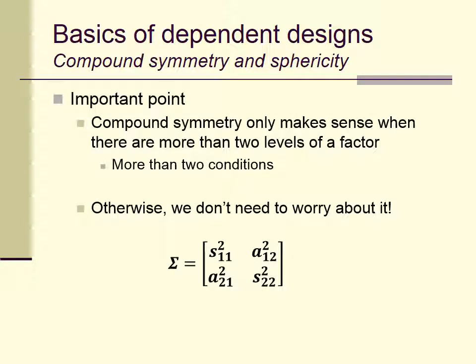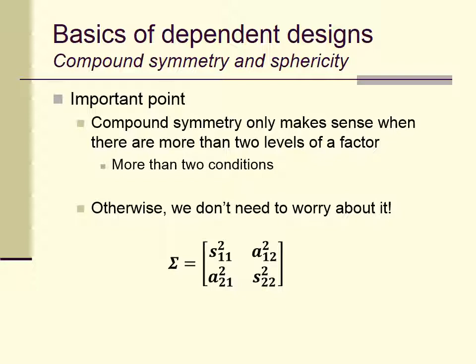Okay, and an important point to make here, and I haven't really made it yet, is that this idea of compound symmetry only makes sense when there are more than 2 levels of a factor. That is to say, when there are more than 2 conditions. So in our example previously, we had condition A, condition B, condition C, obviously 3 levels. It makes sense, indeed it is possible, to think about the compound symmetry of a matrix of variances and covariances.